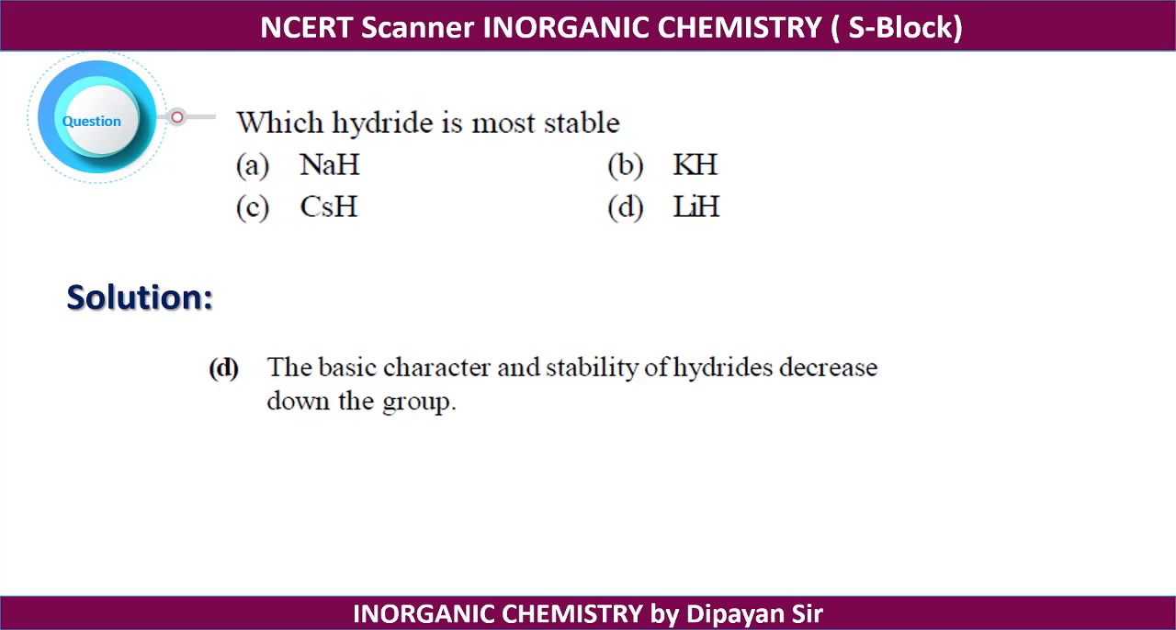So LiH will be a stable compound, and we can explain this by periodic properties also, because lithium is a second period element and hydrogen is a first period element. So the energy gap between lithium and hydrogen is very less, so they can form a stable compound compared to the other ones.